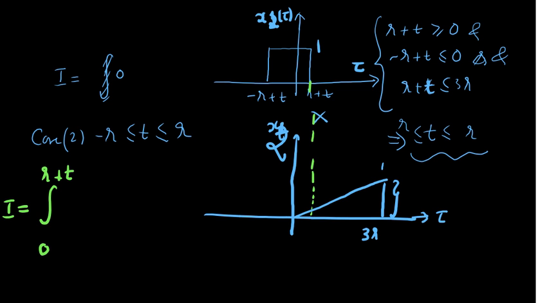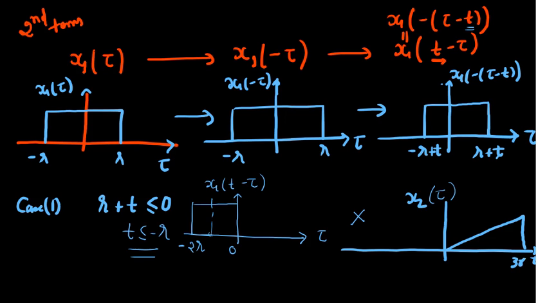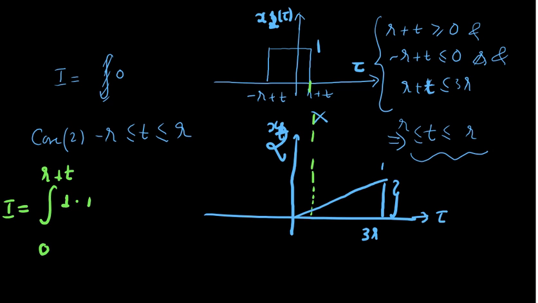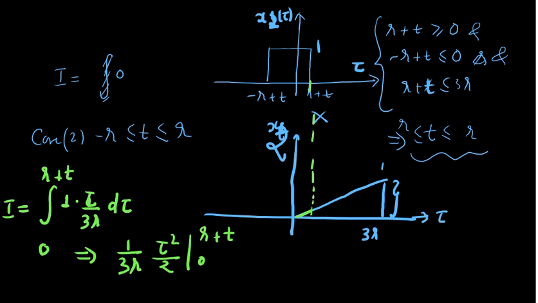And if you multiply these two signals for this, x1 is 1 and x2 is 1 by 3r into tau, because you take the equation of this line and you integrate this. You will get 1 upon 3r, tau square by 2 between 0 to r plus t, 1 upon 3r, r plus t whole square divided by 2, 1 upon 6r, r plus t whole square.